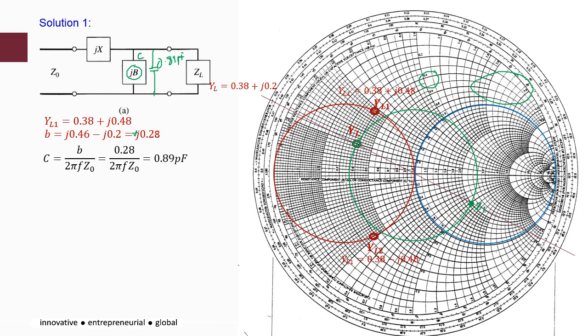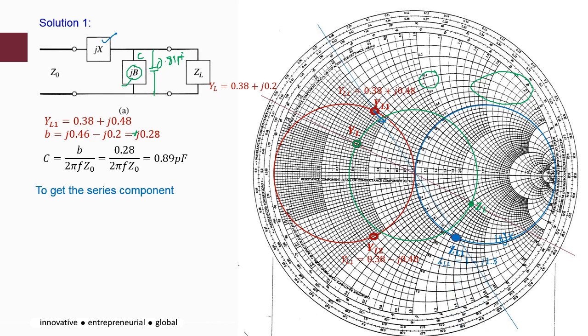Next, to get the series component, you have solved this one, so now you are going to look at this. jX is in series, so you need to translate the first solution just now to intersect with the 1 plus jX circle. The 1 plus jX circle is there, so you need to translate this point onto the 1 plus jX circle.